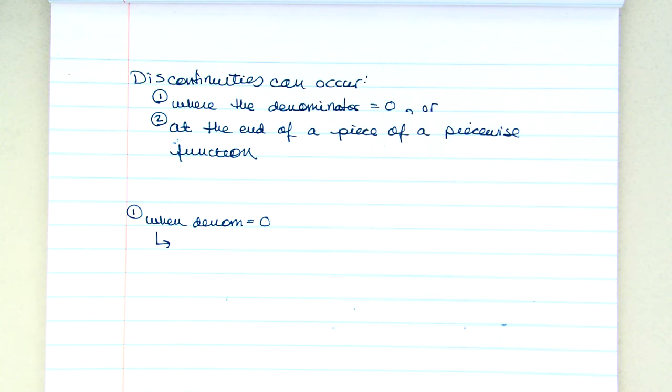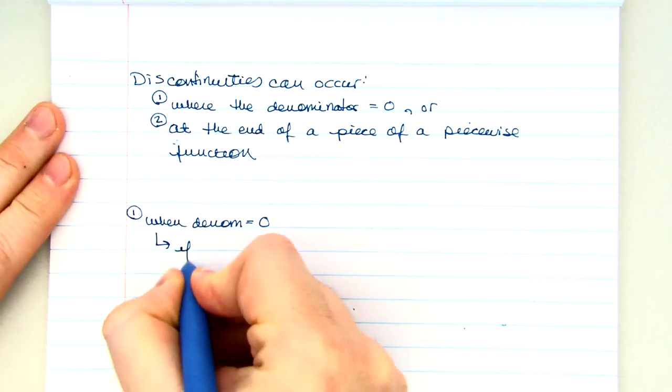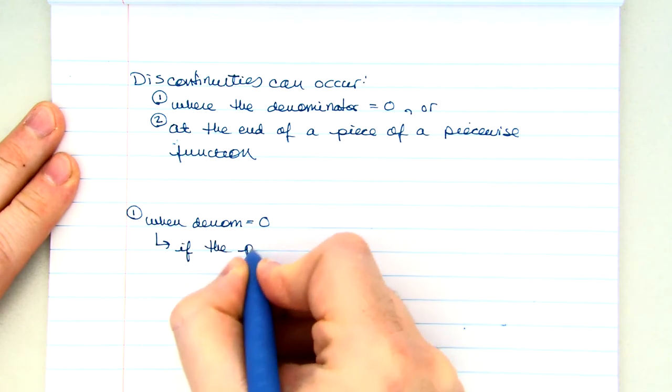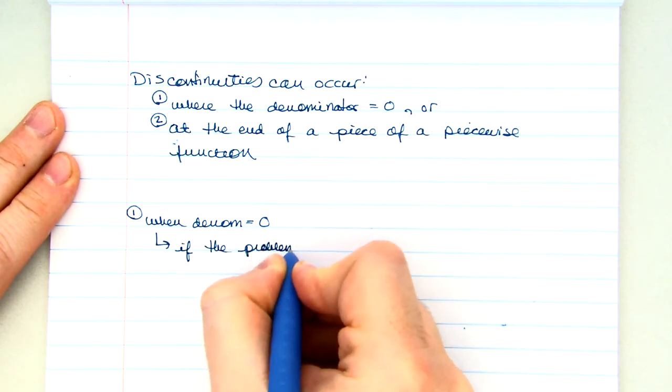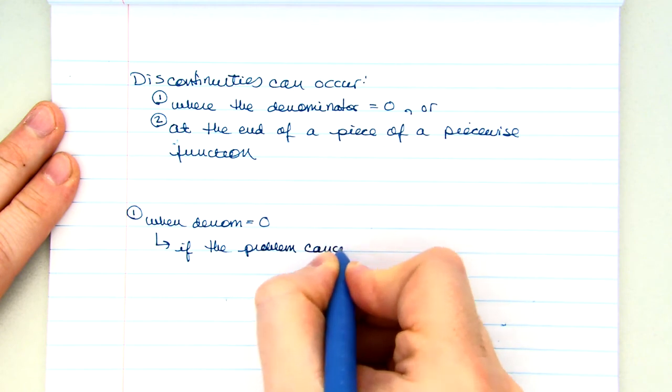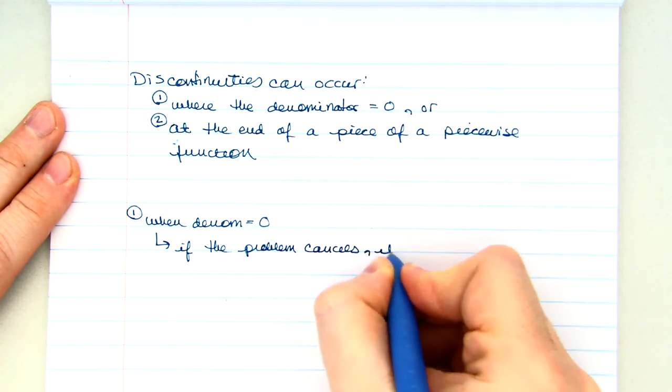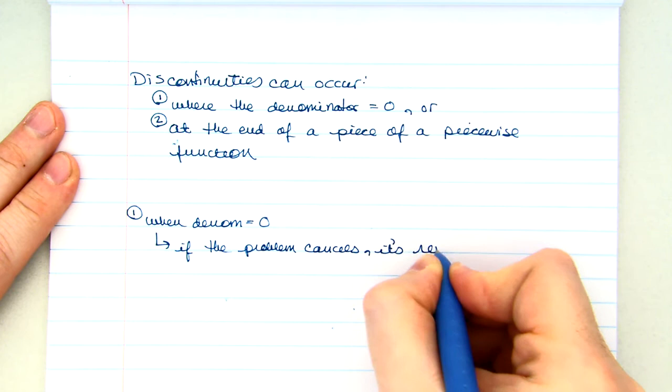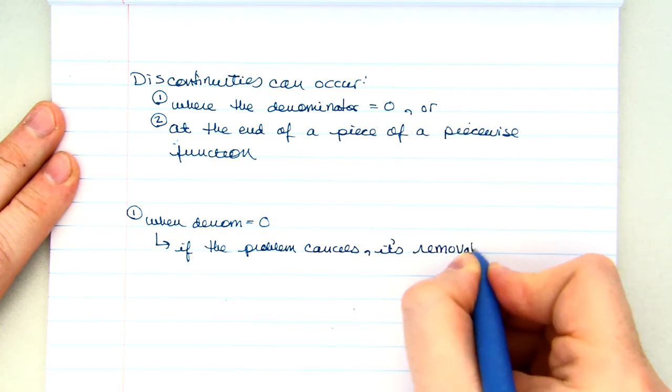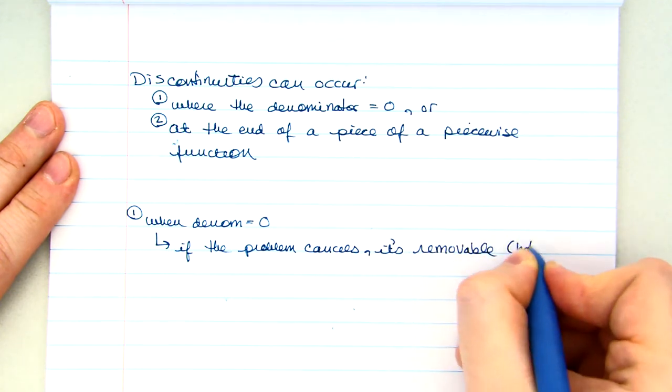If the problem cancels, it's removable. If we've removed our problem, it's removable. It's a hole. If the problem cancels, it's removable. There's a hole.